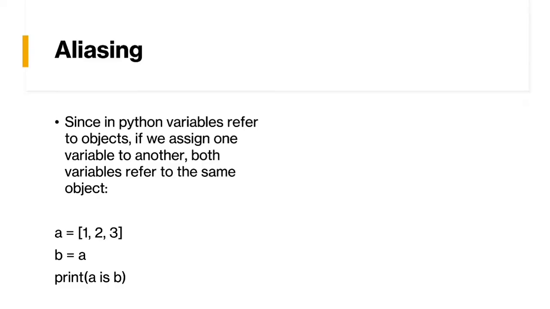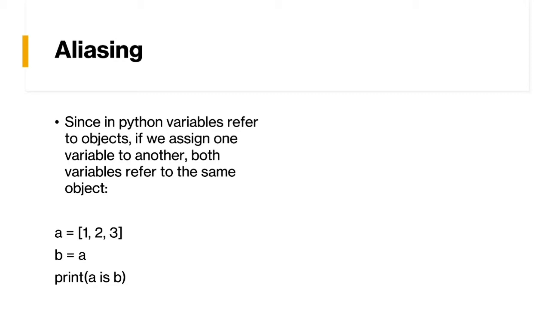Talking about aliasing, since in Python variables are referred to as objects, if I have created a list named A that has elements 1, 2, 3, then A is an object of type list. List is a class and A is an object of that particular class. That means A has all the properties that are possessed by any list.